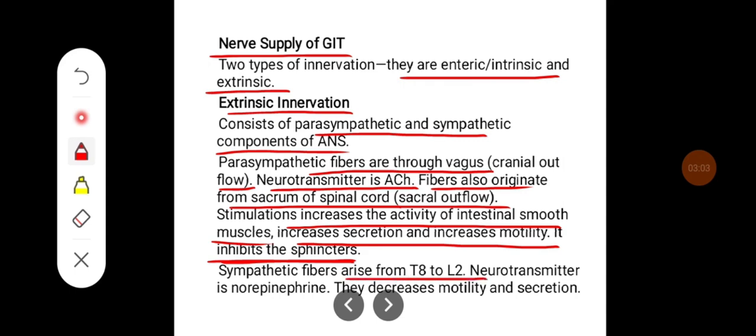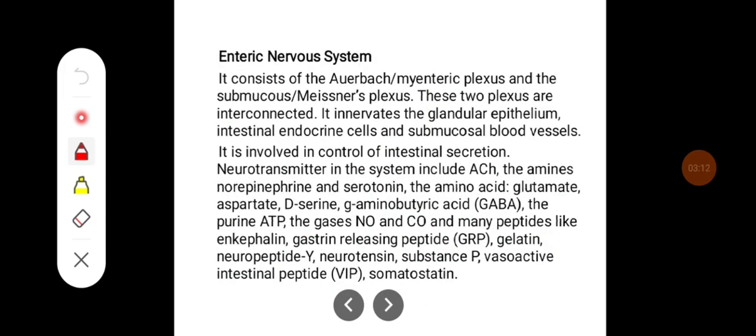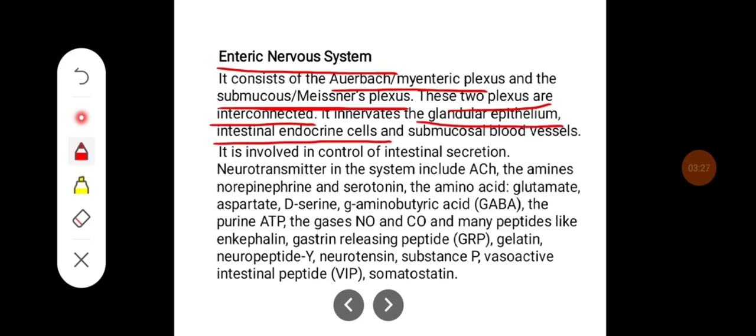Sympathetic fibers arise from T5 to L2. Neurotransmitter is norepinephrine, and they decrease motility and secretion. Enteric nervous system. It consists of Auerbach or myenteric plexus and the submucosal or mucinous plexuses. These two plexuses are interconnected. It innervates the glandular epithelium, intestinal endocrine cells, and submucosal blood vessels. It is involved in control of intestinal secretion.